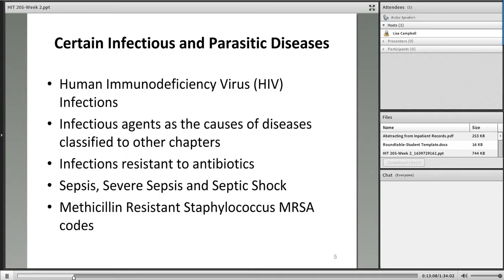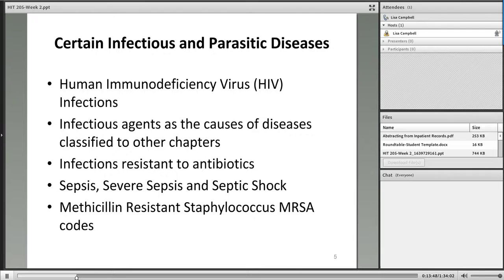Under HIV infections, again, I'm on page 17 of the guidelines. You will notice that under letter A, human immunodeficiency virus infection, number 2, selection and sequencing of HIV codes, you have guideline A that says, if a patient is admitted for an HIV-related condition, the principal diagnosis should be B20, followed by an additional code for the HIV-related conditions.